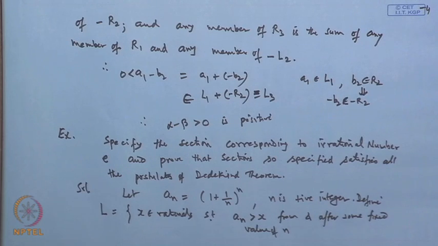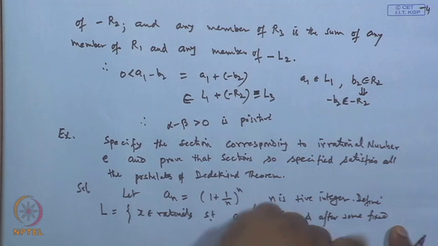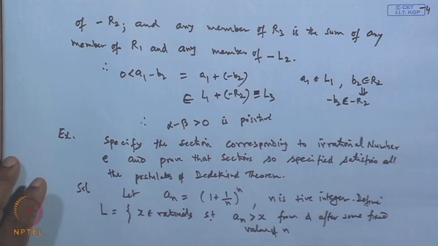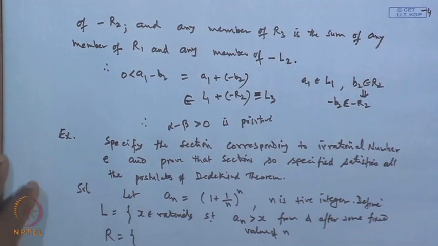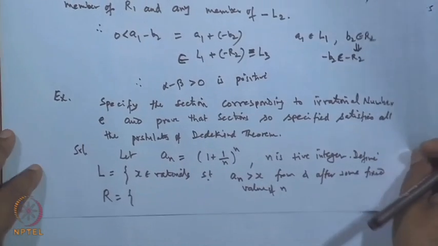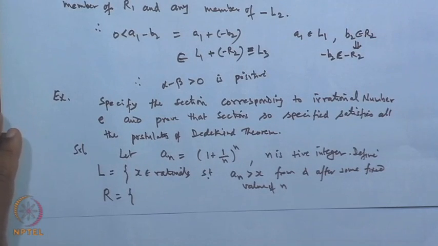That is, those rational numbers belong to L for which a n is greater than x after some number n naught, for some fixed value of n naught. Say after n equal to n naught, a n is greater than x, then we say x will be in L. And the upper class R, I am defining this with an upper class R.